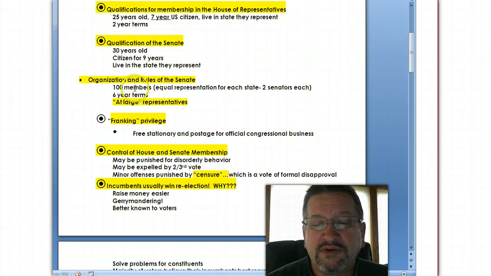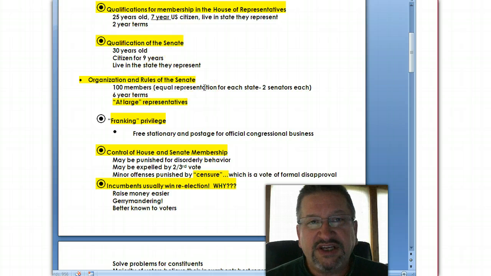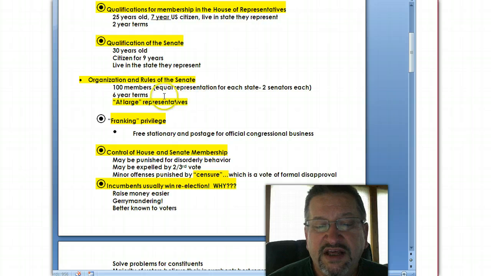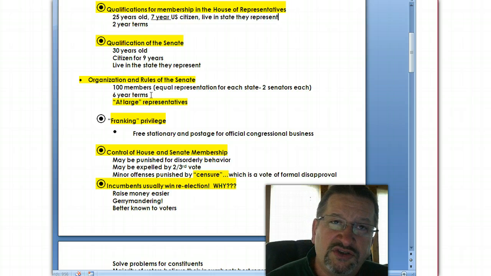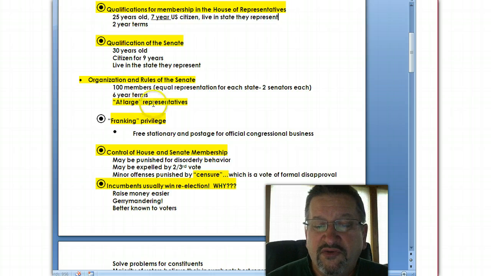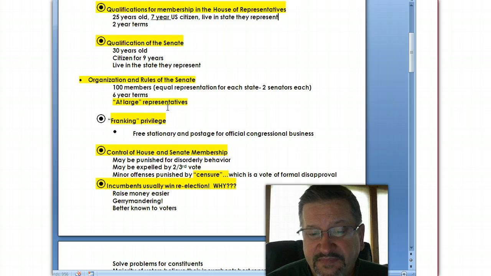How about the organization and rules of the Senate? Well, there's 100 members, 2 per state. Of course, that can change depending upon how many states you have in the United States. Those terms are 6 years long, and they're at-large representatives.